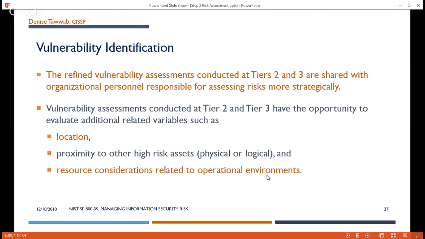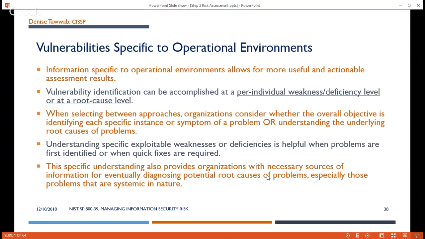The refined vulnerability assessments that are conducted at tiers 2 and 3 are shared with organizational personnel responsible for assessing risk more strategically. Vulnerability assessments conducted at tier 2 and tier 3 have the opportunity to evaluate additional related variables such as your location, proximity to other high risk assets, whether that's physical or logical, and resource considerations related to operational environments. So, vulnerabilities that are specific to operational environments. Information specific to operational environments allows for more useful and actionable assessment results.